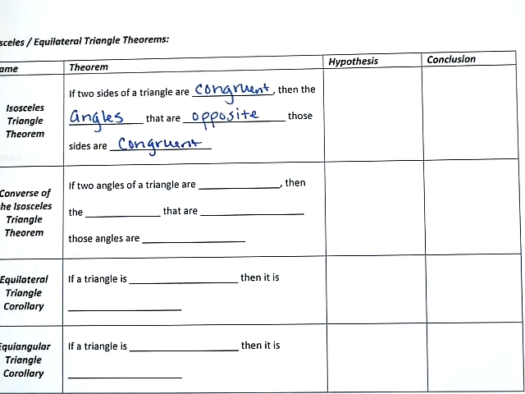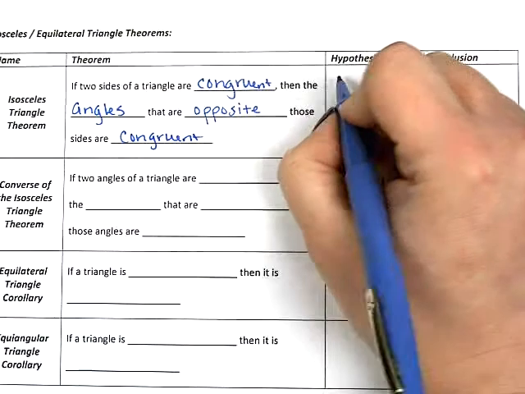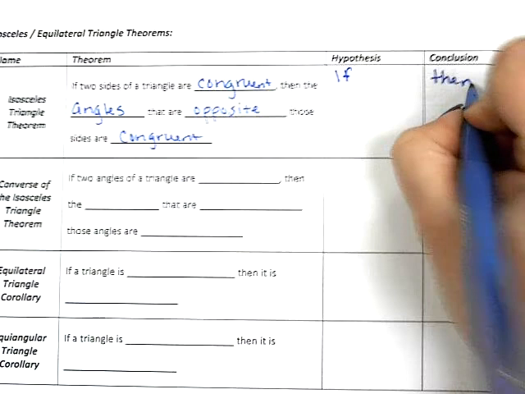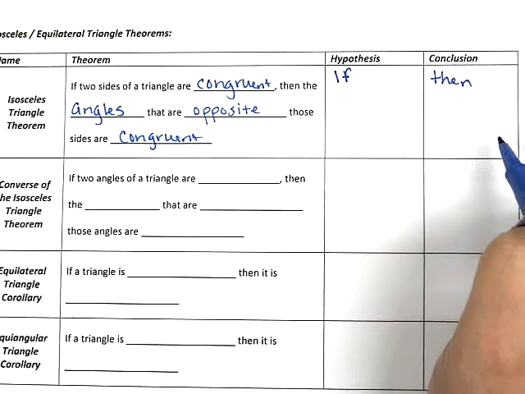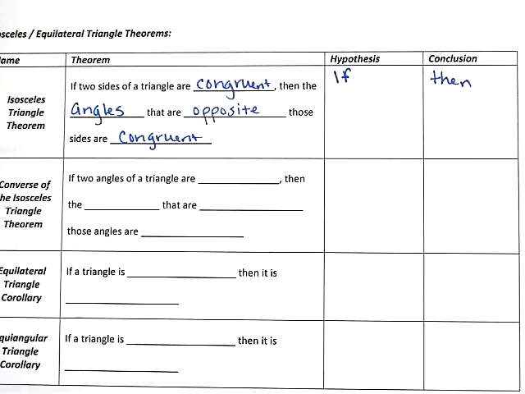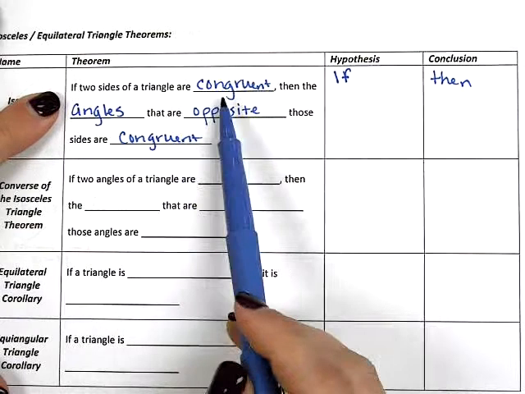Okay, so if you look over on the side here, we're going to write a hypothesis and a conclusion. Hypothesis always starts with if, and the conclusion means then. So if whatever we were told, then whatever we're going to conclude. Think back to chapter 3 when we did if parallel lines, then corresponding angles are congruent, or the other angle pairs that we did. Okay, so this one says if two sides of a triangle are congruent.